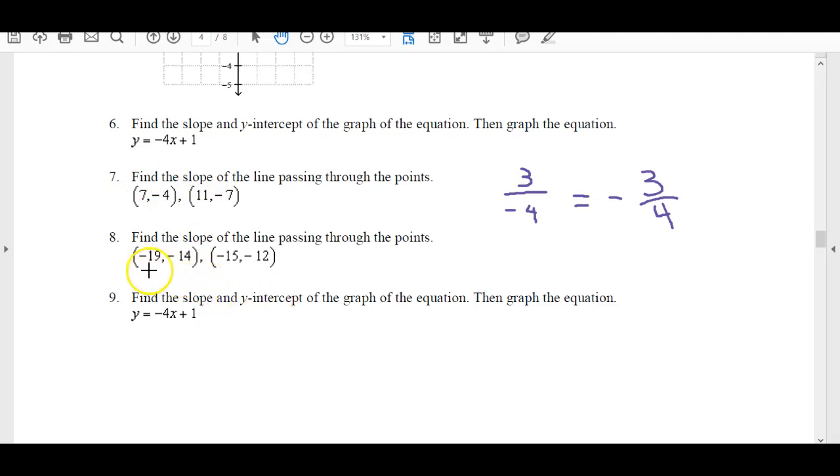Now, can you do that for these two points as well? You would have on top -14 minus -12. Then on the bottom, -19 minus -15. And you calculate it out, whatever you get, that'd be your answer for the slope of the line. You might have to reduce it sometimes, but that would be it.